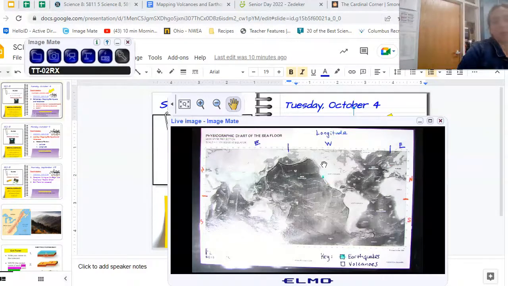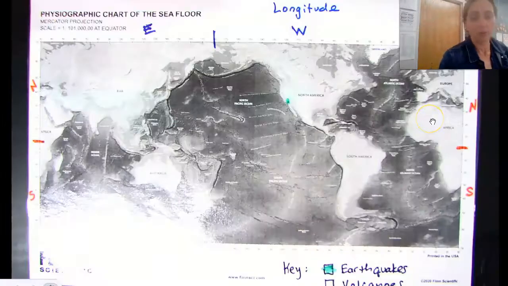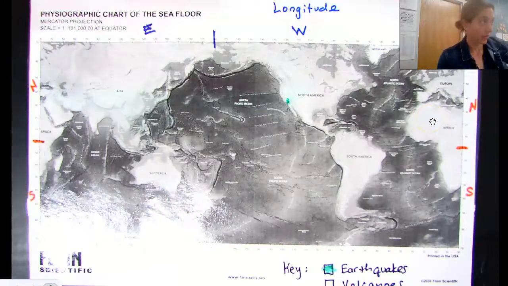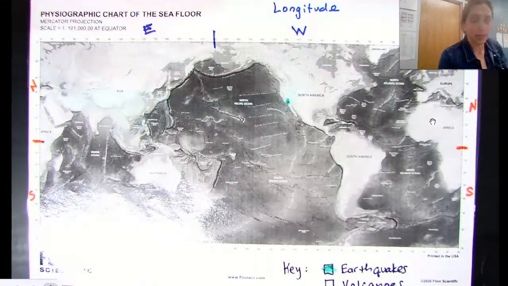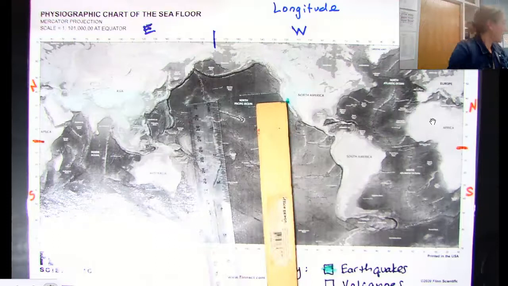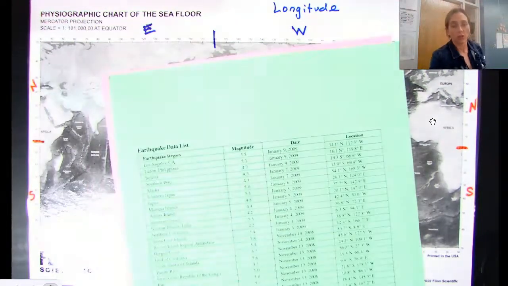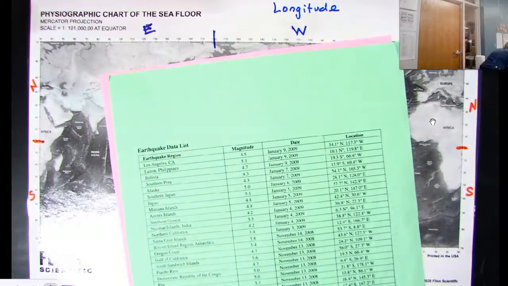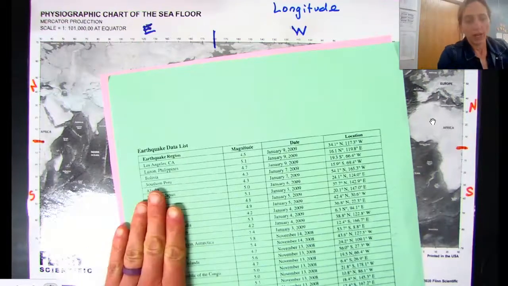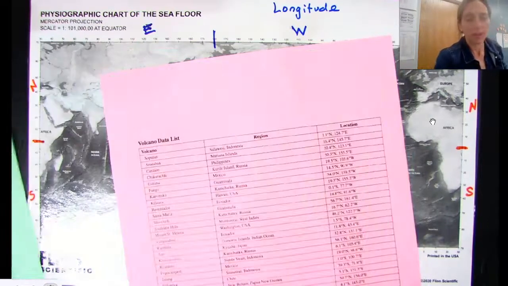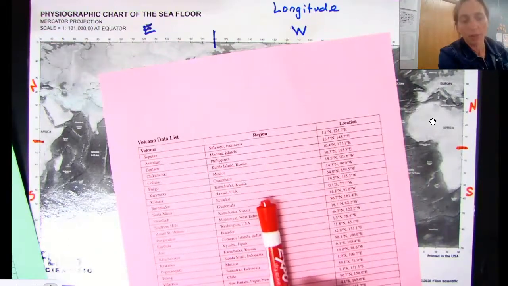All right, so remember, you are going to need this physiographic chart of the seafloor. And we got a little bit of a glare going on here, so bear with me. You need 2 markers and everything's color-coded. You guys are going to use the green earthquake data list with the green marker for earthquakes. And you're going to use the pink list and the red marker to map volcanoes.